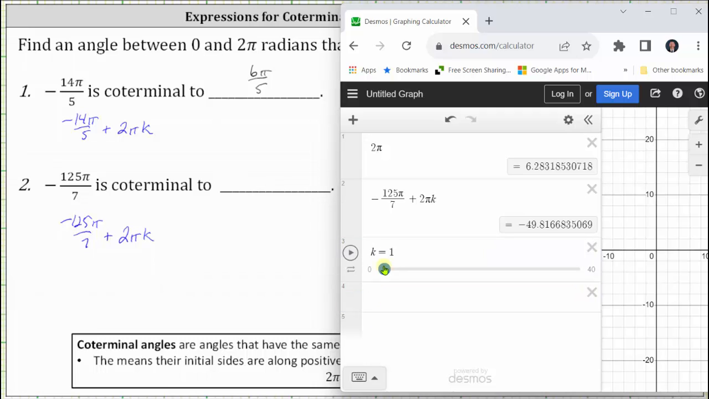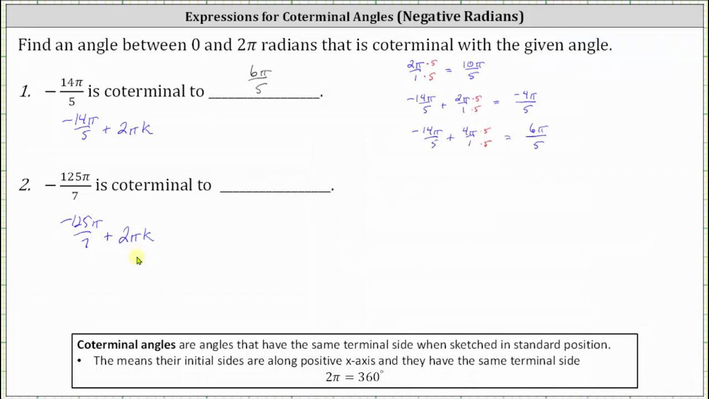And now using the slider, if we let k equal 0, we have the decimal approximation for the given angle. And now we can change the value of k until we have a coterminal angle that's between 0 and approximately 6.28 radians. So notice here, when k is equal to 9, we do have a coterminal angle that's between 0 and 6.28 radians. But this is just the decimal approximation for the coterminal angle that we want. We want the exact value. So now we'll take the value of k equals 9 and determine the exact angle.